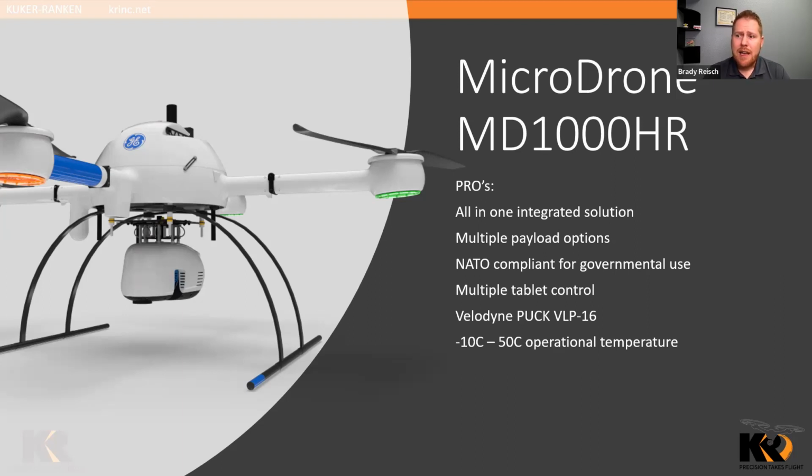You can use multiple different tablets to operate this aircraft. So you can have 3 or 4 different tablets if you'd like to extend your range. And again, it's got a very, very high rating for its operational temperature, between negative 10 Celsius and 50 Celsius. It's a large drone. I like to call this one the macro micro. It's actually the smallest one that they currently offer. And this aircraft is really, really amazing for LiDAR systems.